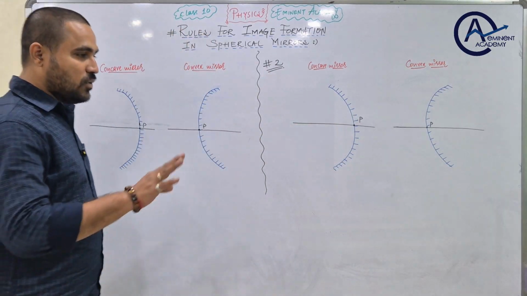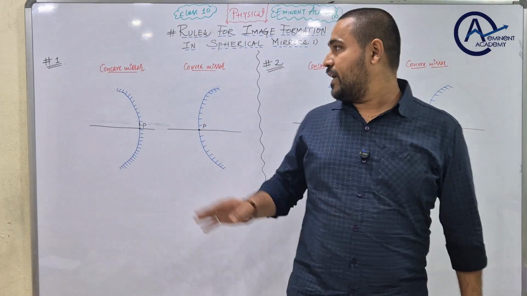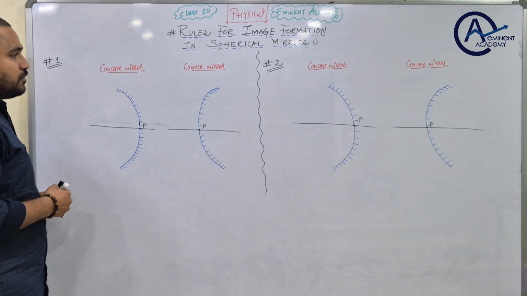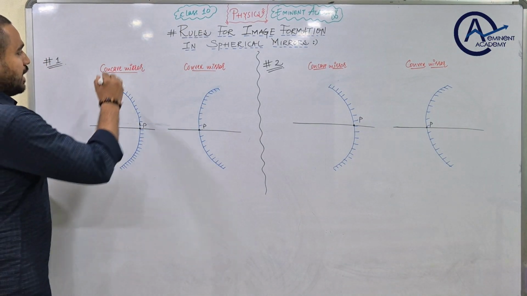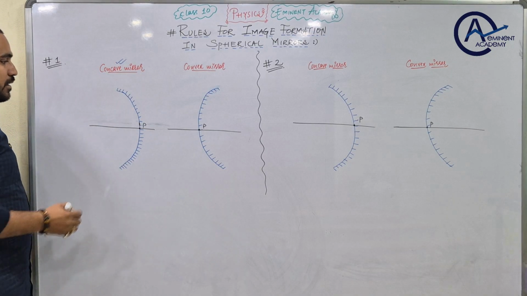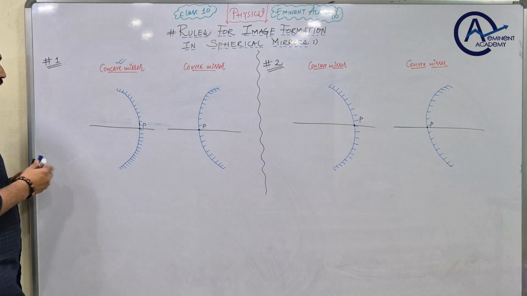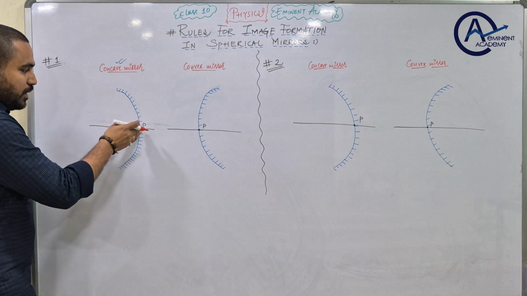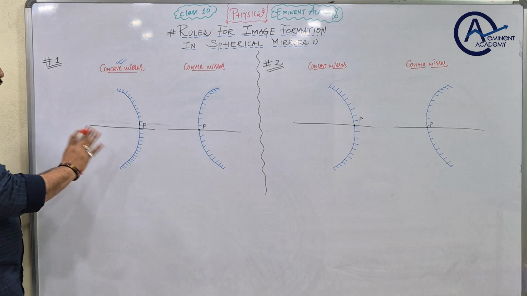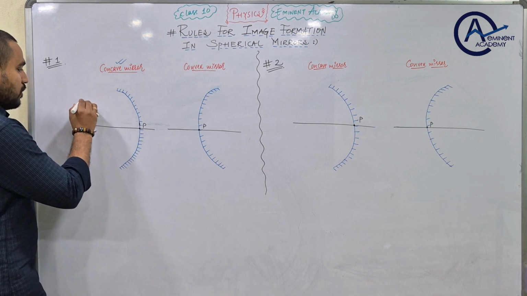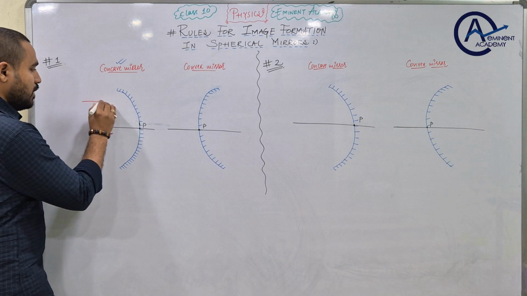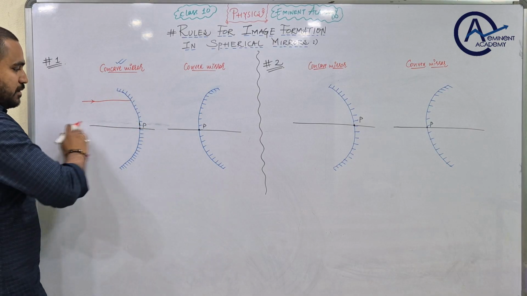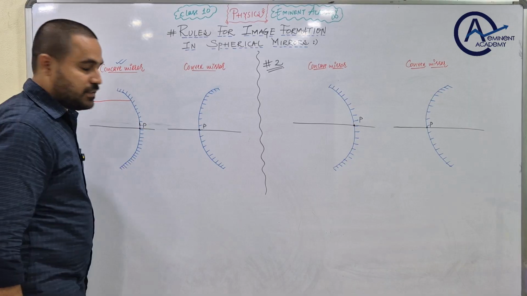So let us take, there are total 4 rules, we are discussing one by one each of them. First one is, let us first of all discuss in concave mirror. Let us consider a ray which is passing parallel to the principal axis. Now we know that from the pole the line which is passing is called principal axis. Okay, so consider a ray which is passing parallel to the principal axis. We can say that this is the parallel ray which is passing parallel to the principal axis.